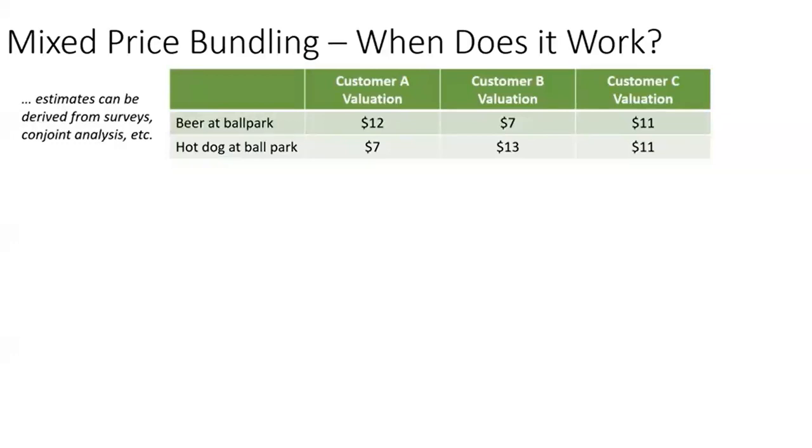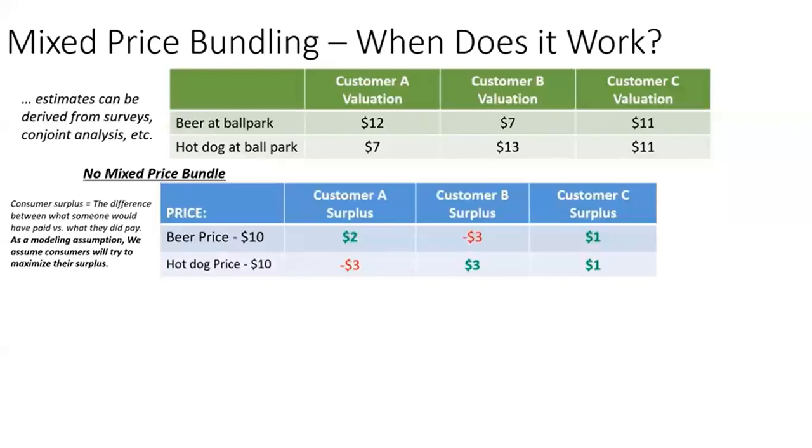Customer A values the beer at $12 and the hot dog at $7. Customer B flips. The beer is only worth $7 and the hot dog's worth $13. And customer C values both of them quite high. Now, if we just do a la carte pricing and we set the price to $10, we can quickly calculate consumer surplus and then use that to infer what the consumer will do in terms of actually making a purchase. If our beer price is $10 and the customer values it at $12, they have a surplus of $2 and we assume they'll make a purchase. They won't buy the hot dog because it doesn't leave them better off than just keeping the $10 in their pocket. Customer B does the opposite, and customer C buys both. In total, we make $40 of revenue. We sell two beers and two hot dogs.